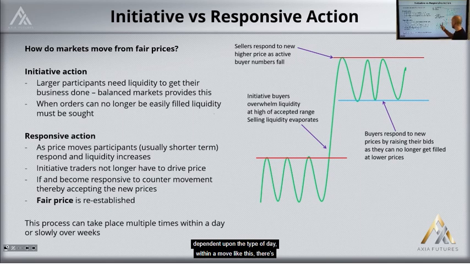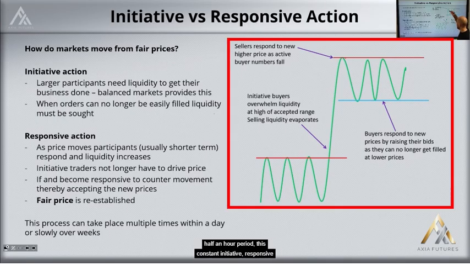Within a move like this, there's no time frame on this. This could be something that happens over a half an hour period. This constant initiative, responsive selling, initiative, responsive selling. This could be something that happens over a week's worth of trade here, followed by initiative and acceptance up here. One day in the middle of 2 separate weeks, for example. But the concept is the same. And you will have it on a shorter time frame and a longer time frame, but these concepts, this drive and response, is what ultimately is going to keep a market moving or enable it to keep going.